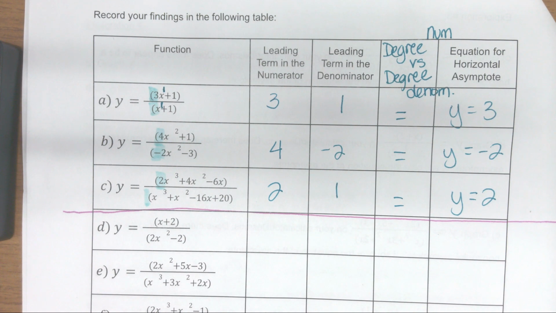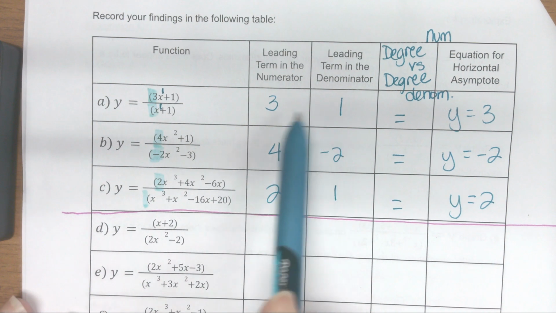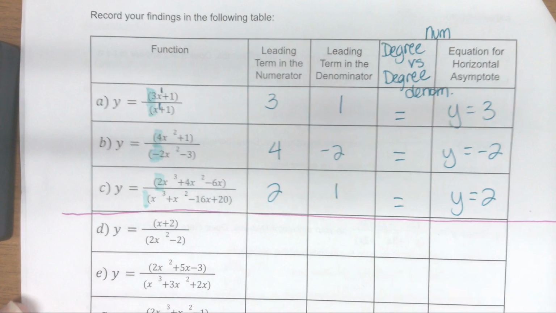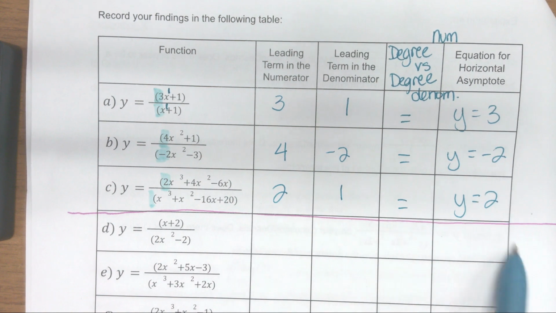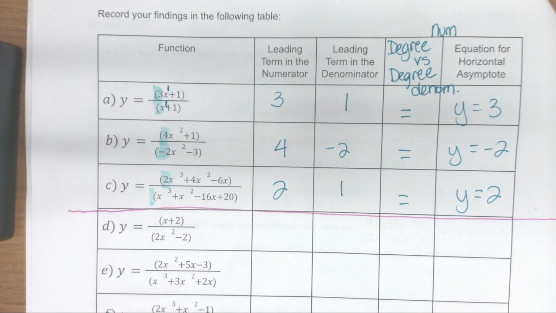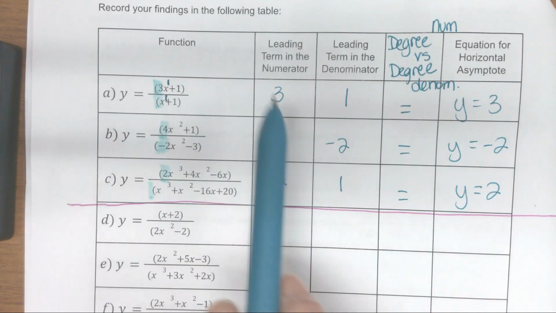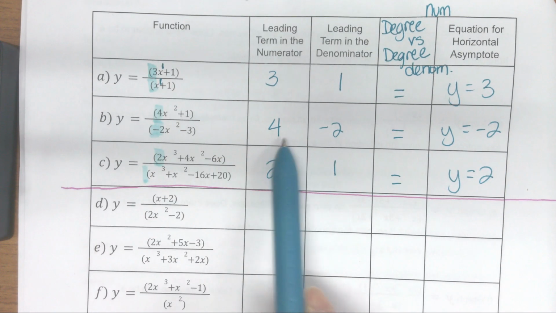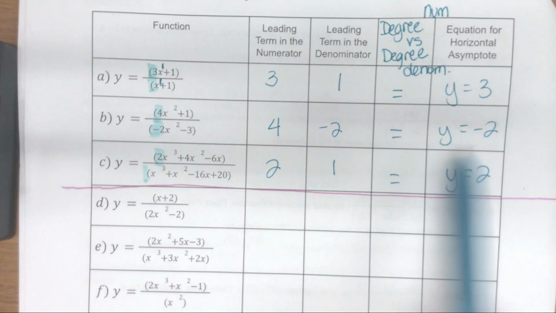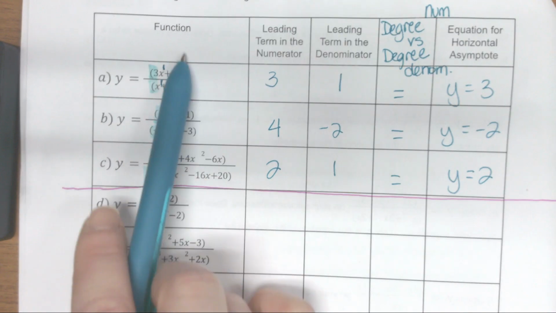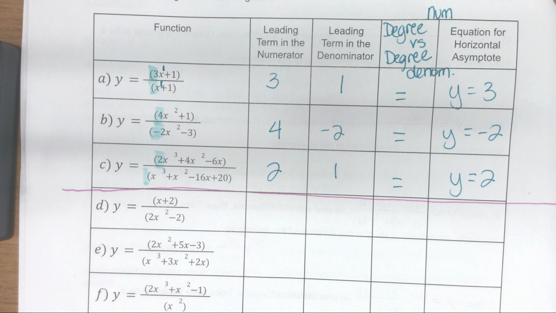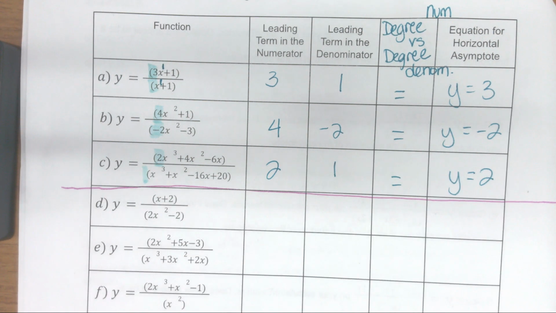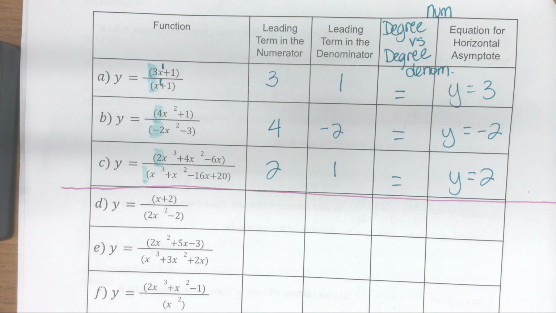If the degrees are equal, does anyone see a relationship between these two columns and what we get here? Is there any way you can do something with these two numbers and get the number here? Divide them. Isn't 3 divided by 1, 3? Isn't 4 divided by -2, -2? And isn't 2 divided by 1, 2? We are going to make a foldable today. When we have the degrees that are the same, you're going to literally take the leading coefficient divided by the leading coefficient. And that's going to give you a horizontal asymptote.